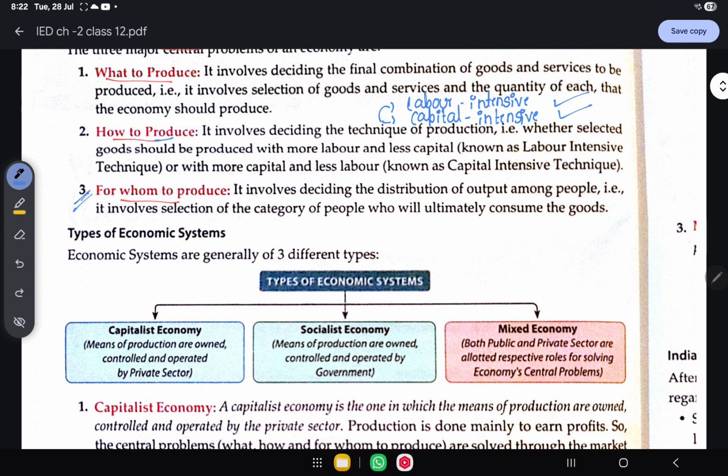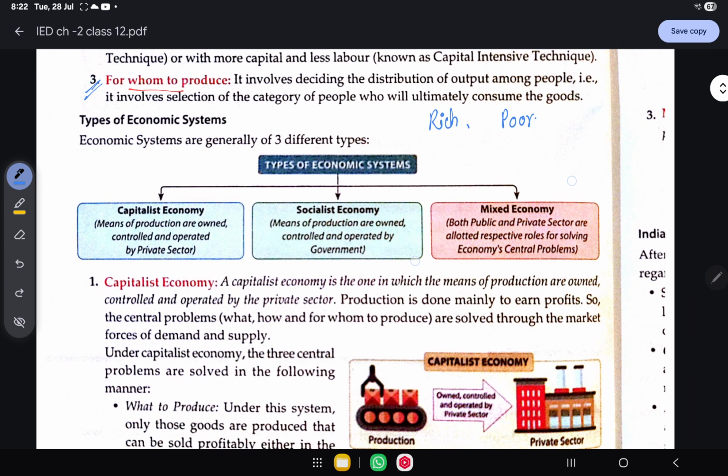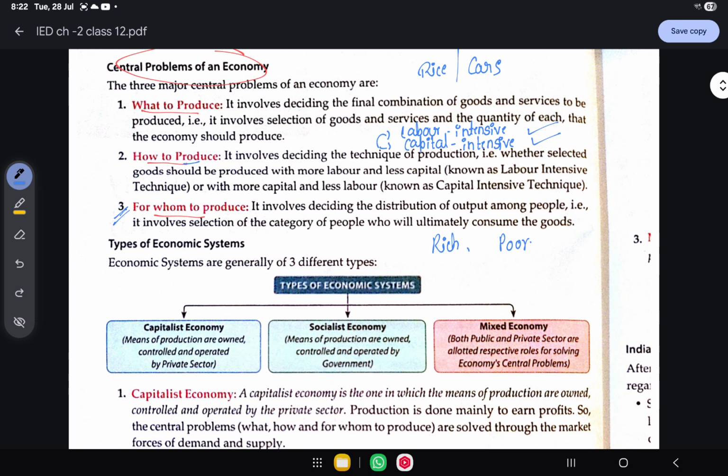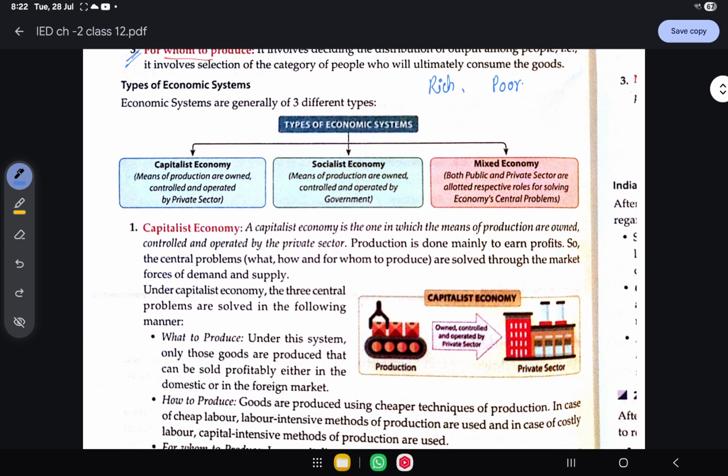And next comes for whom to produce. For whom to produce means who will receive the goods and services. Either the children, or the middle age group people, or the older people, or the rich people, or the poor people, like that. Okay, so these are the three central problems of an economy. So now we will study the types of economic system. There are specifically three types of economic system. One is capitalist economy, second is socialist economy, third is mixed economy.